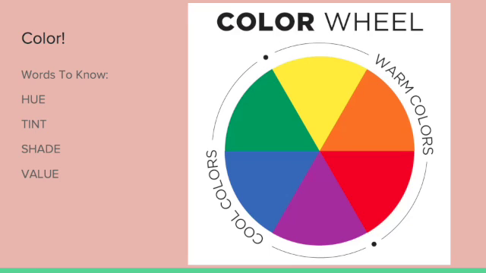The first thing that we're going to be talking about is color. So as you can see, we have a picture of our color wheel right here. So we have our warm colors, red, orange, and yellow, and then our cool colors, green, blue, and purple.